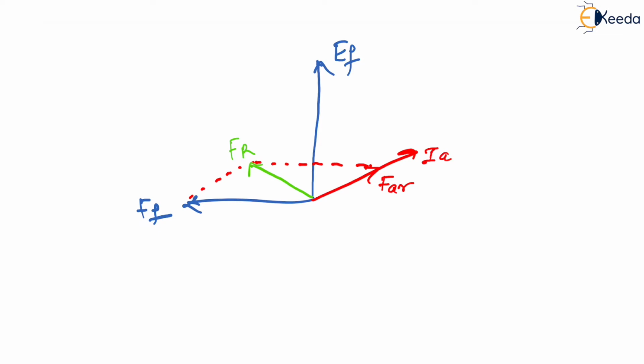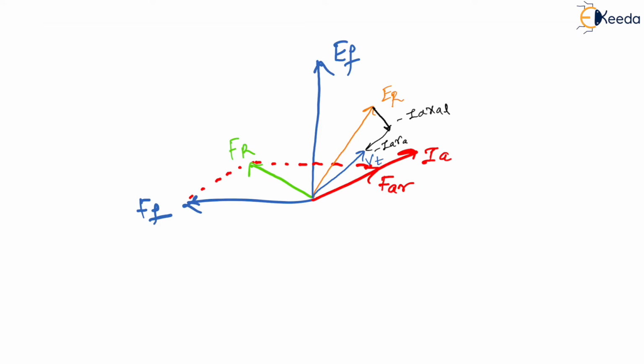Now, just observe. Because of this FR, at 90 degrees you get ER, correct? This is what we have seen. Next, minus IA XAL drop will be like this, and this is going to be minus IA RA drop, opposite to my IA, correct? If you join, this becomes your VT. That is what we have seen.